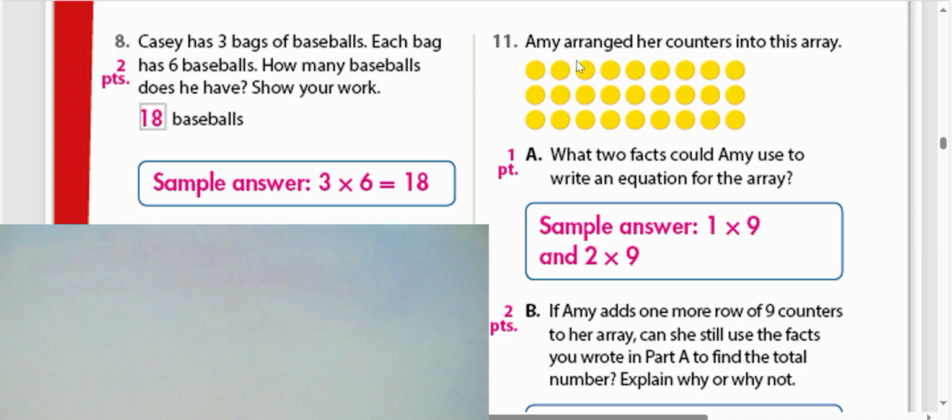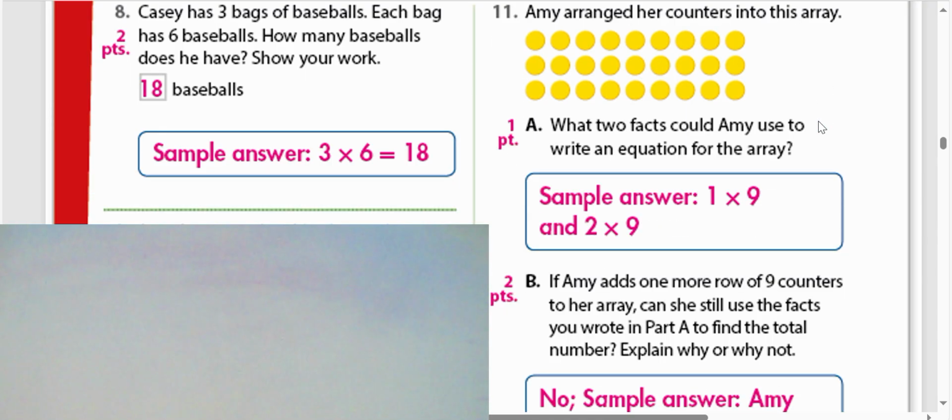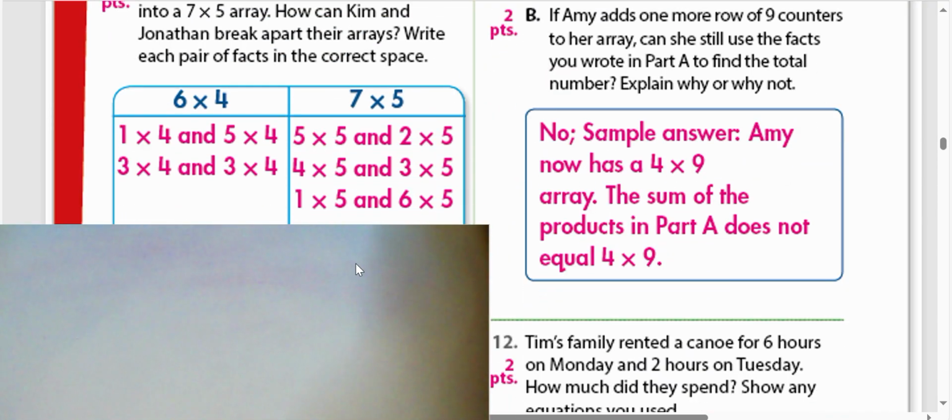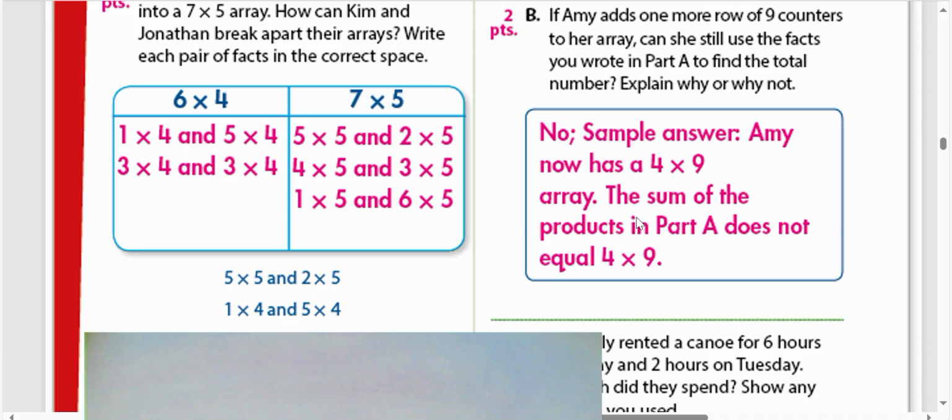Question 11. Let me rearrange the counters into these arrays. What fact is double? And double here distributed vertically, okay? Or we can write horizontal, 2 times 9 and 1 times 9. 2 rows, each row contains 9 elements. 2 times 9 equal 18, and 1 times 9 equal 9. The result will be 9 plus 18.